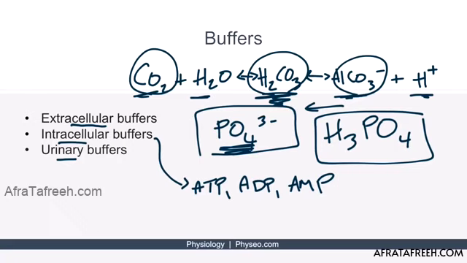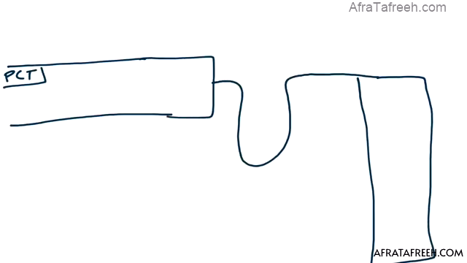Okay, the major urinary buffers include ammonia and inorganic phosphate, or more commonly, hydrogen phosphate. Let's draw this out on a blank slide. This is the proximal convoluted tubule. Here's the loop of Henle, and this is an alpha intercalated cell in the collecting duct. As you recall, the proximal convoluted tubule has a sodium-hydrogen antiporter.